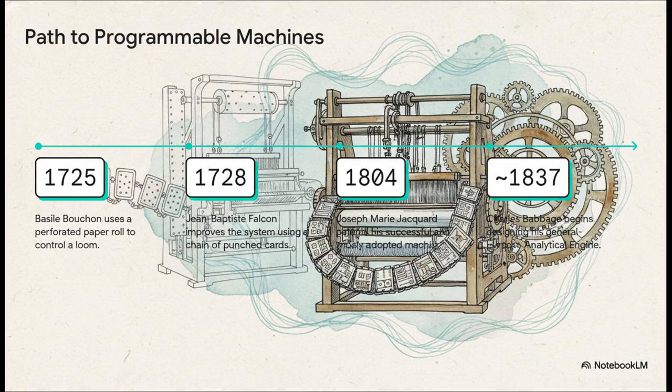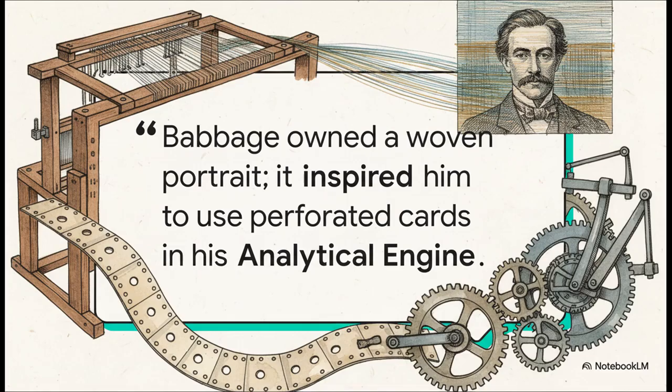And that's key, because a few decades later, an English mathematician, you might have heard of him, Charles Babbage, he saw this invention and had a huge light bulb moment. And this, right here, is the direct link. This is the aha moment. Babbage, the guy we often call the father of the computer, he actually owned one of these woven silk portraits. He looked at it, understood how a chain of cards could tell a machine how to create this incredibly complex pattern, and he realized he could use that exact same idea to feed instructions into his analytical engine, which was basically the world's first blueprint for a general-purpose computer.